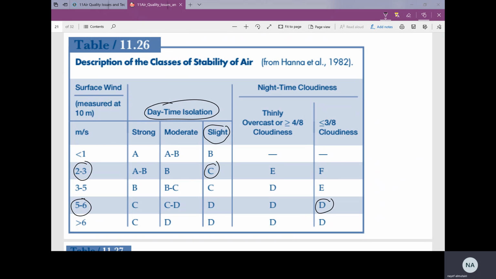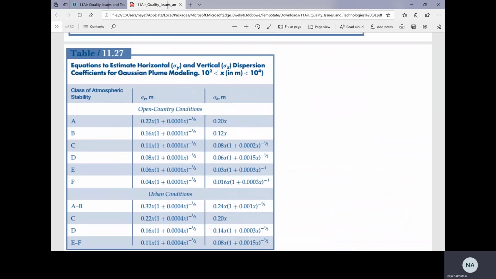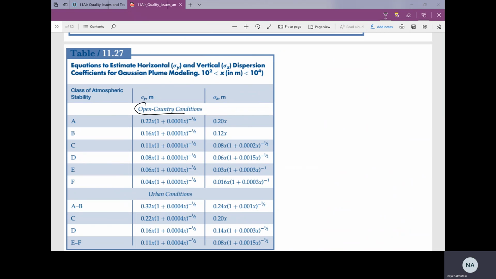So now once we get the class, we could go to this table. And now in the problem, I'll tell you, is it open country? Are you on a farm? Are you in the desert? Or it's an urban condition. Are you in Khaldiya? Are you in Adailiya? Are you in Jabriya? Something like this. Urban condition, between houses, within the blocks. Open country, you are on a farm, a big, huge, open area.